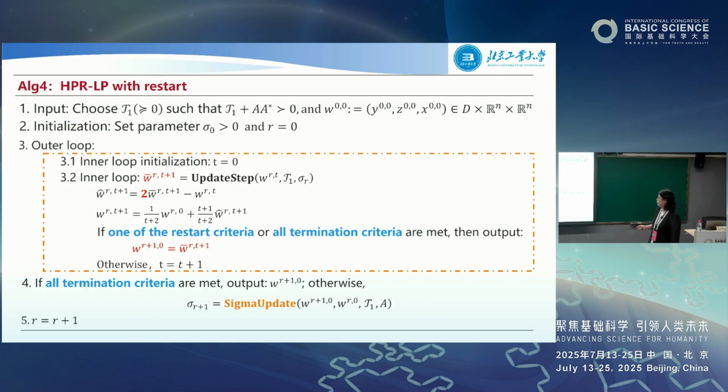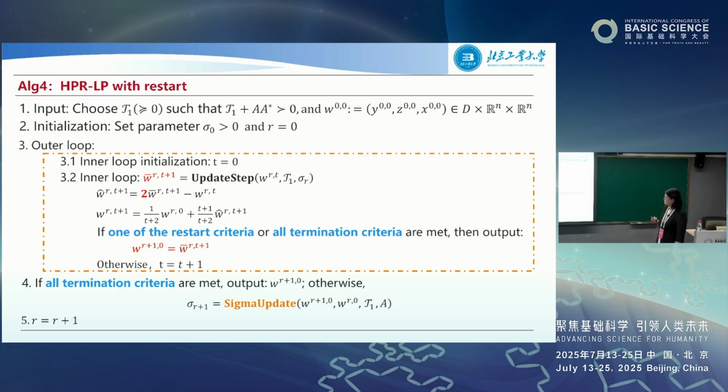So when you solve or update your variable W bar, then we do the relax step. This is a Halpern step. If one of the restart criteria or all the termination criteria are met, then we output. Otherwise, we need restart. And if all the termination criteria are met for the outer loop, we finish our algorithm. Otherwise, we need to update the parameter sigma. This is a penalty parameter.